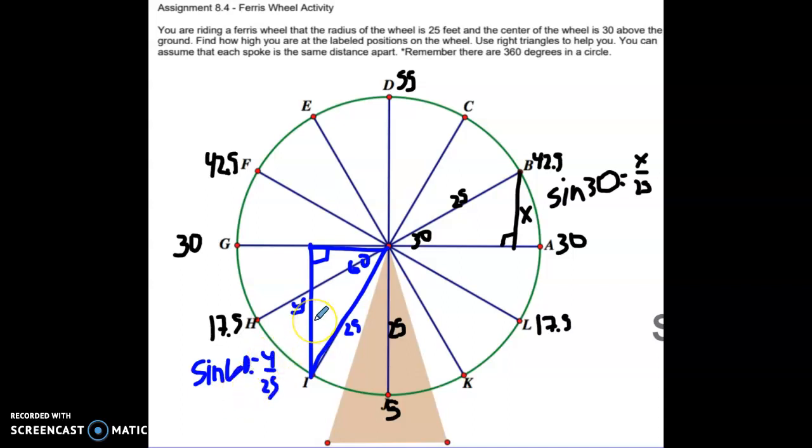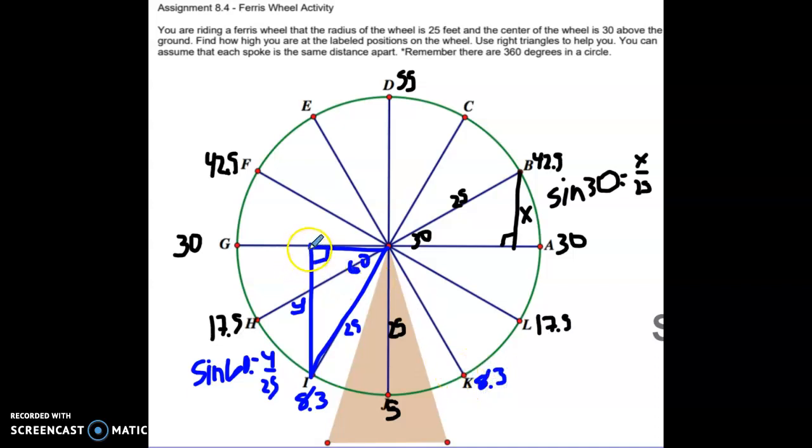So 21.7. So how to find this distance right here at I? I'm going to take 30 and subtract 21.7, and I get 8.3. 8.3 feet off the ground, which makes sense because this is only 5. It's just a little bit higher than 5 feet. We also know that K is 8.3.